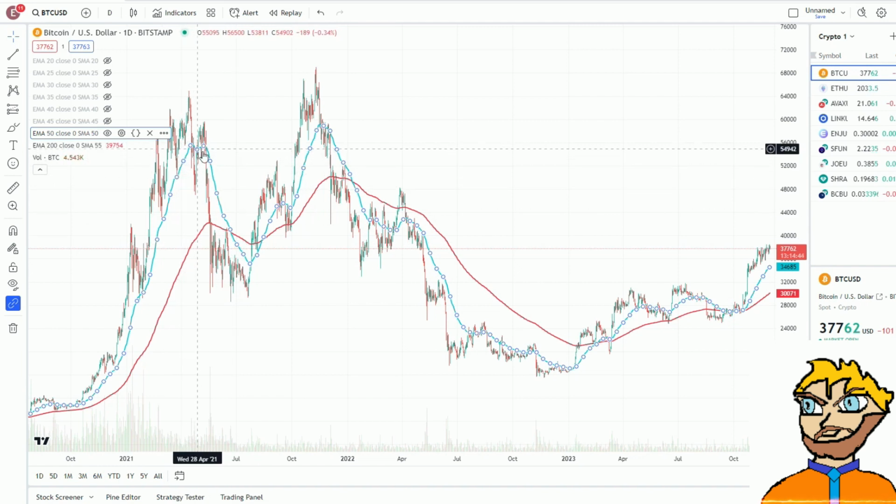So when you see a big turn like this, even if it hasn't crossed the 200-day moving average, I would assume that that is the indicator of a start of a new bear market.